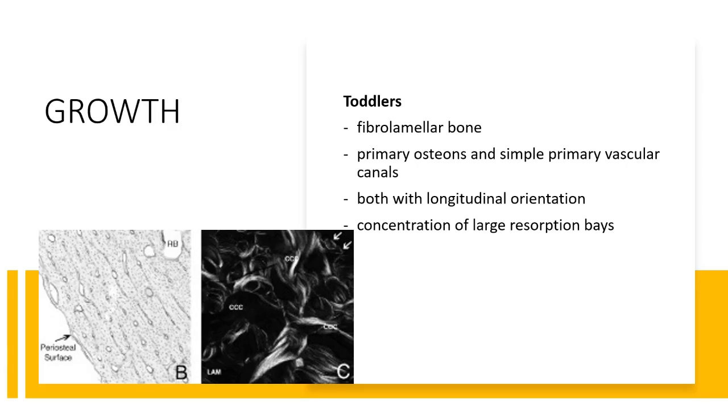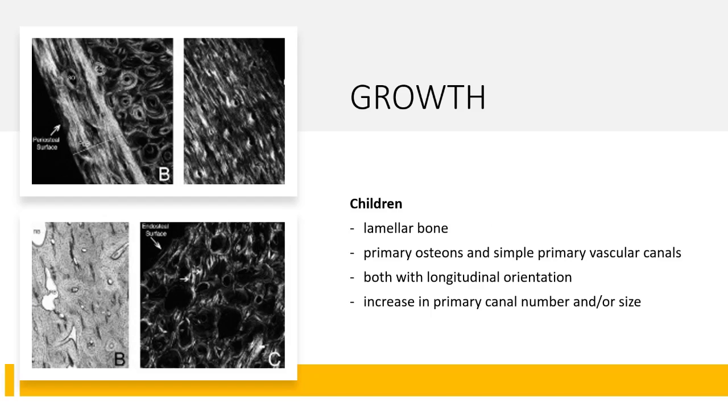Toddlers have primary periosteal cortex that includes transitional fibrolamellar bone with vascularization via primary osteons and scattered simple primary vascular canals, both having a predominantly longitudinal orientation. A concentration of large resorption bays can be observed near the endosteal-periosteal boundary.